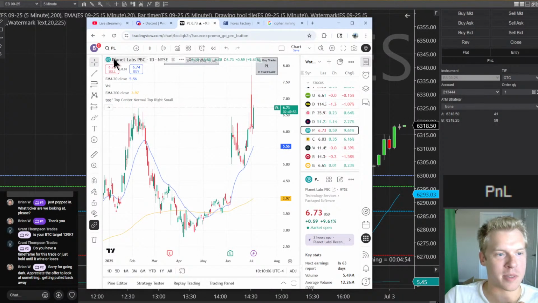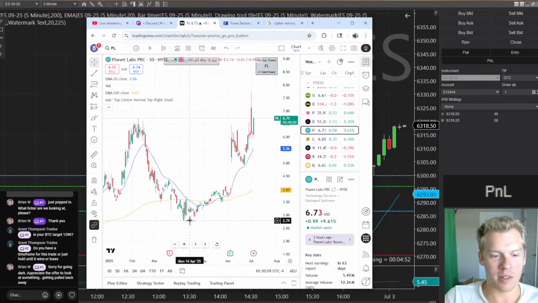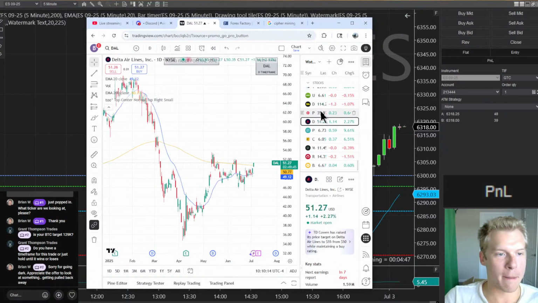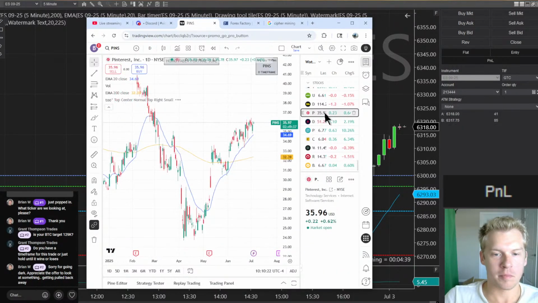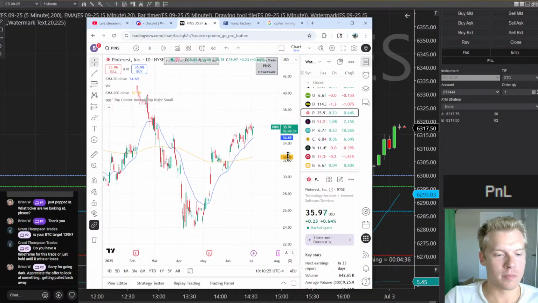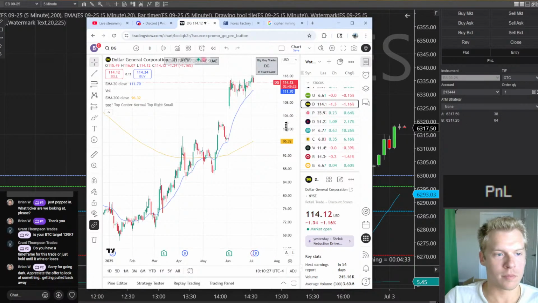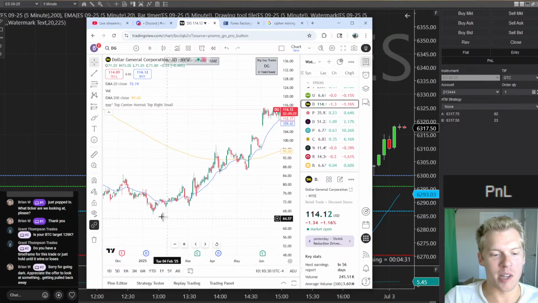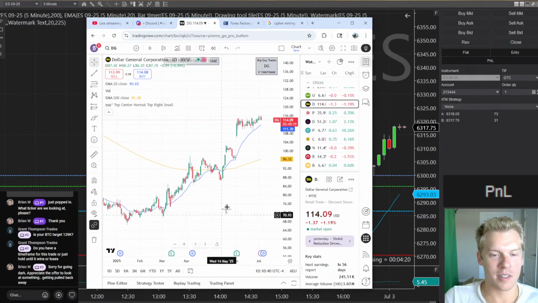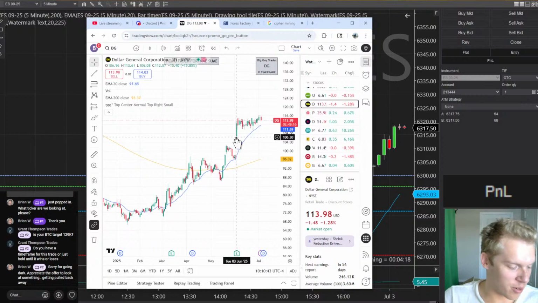I mean, Planet Labs. That's a name you'll hear around, and from 2.80 to 7. Delta from 35 to 50. I mean, Dollar General has doubled in 3 months. 5 months went from 60 to almost 120. So I mean, something as popular as Dollar General.